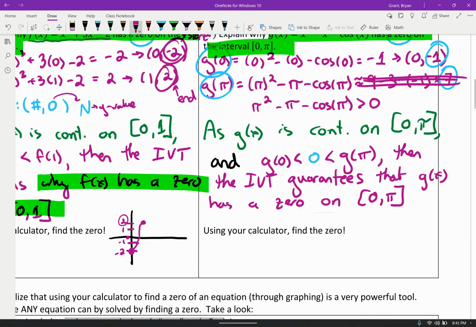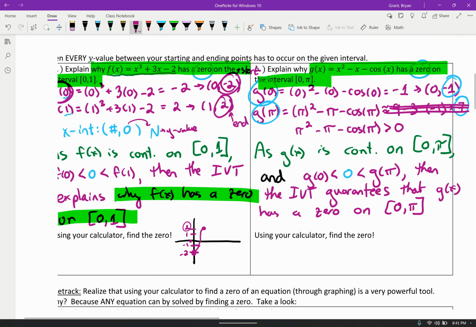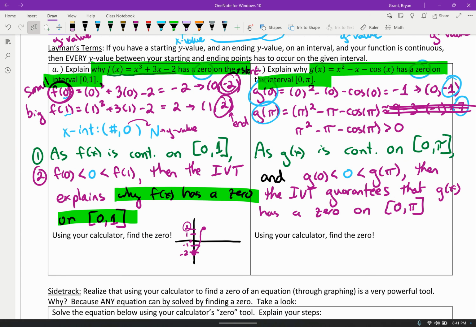Okay, with that being said, why don't you go ahead and use your calculator to find the 0 that we're talking about for each of these? Because notice, we didn't actually really do much math besides plugging in a number. It didn't say find the 0. In fact, finding the 0 is very challenging.